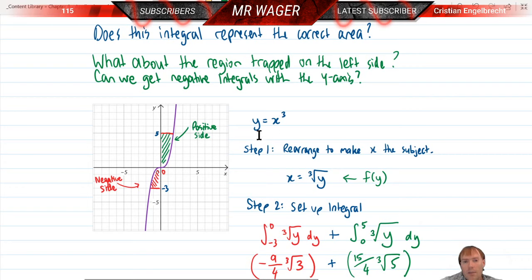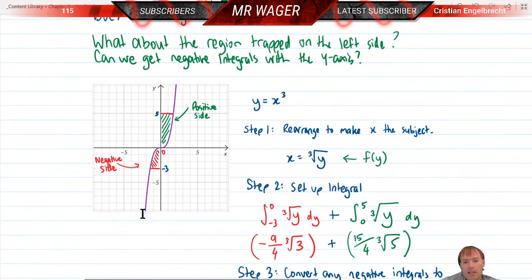To do that, I'm going to take the cube root of both sides. So x is going to equal the cube root of y, and this bit here is my f of y. It's my function in terms of y. That's the bit I'm going to put in my integral. So cube root of y goes there.